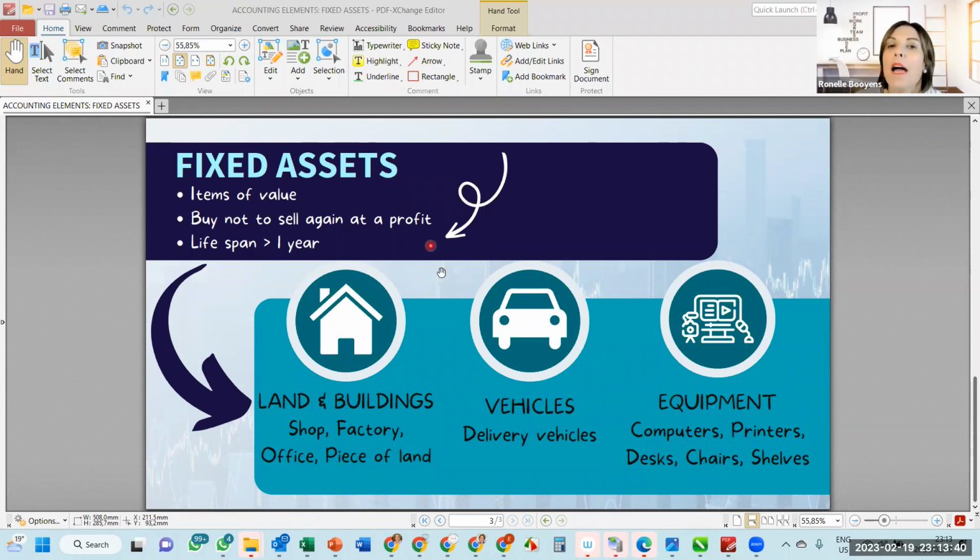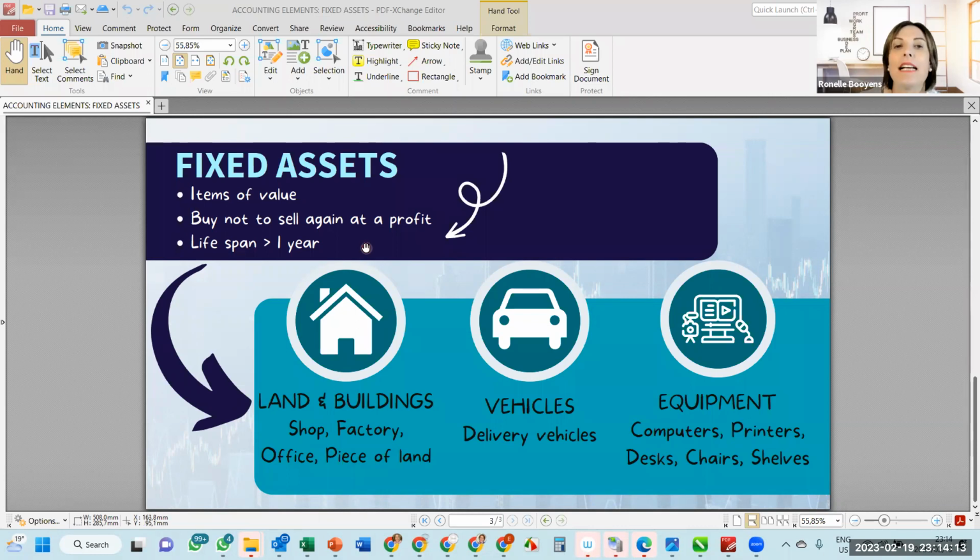Thinking, for example, about a vehicle, a delivery vehicle that's now getting very old and you want to replace it with a new vehicle. You can definitely sell that vehicle. But when you originally bought that vehicle, it was to use it within the business and to run the business successfully, not to buy the vehicle and then sell it again at a profit. So therefore, our fixed assets within our business have a lifespan of longer than a year. So we intend to keep those items for a long period of time.